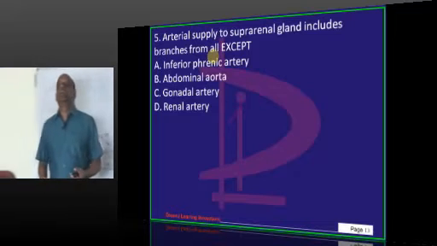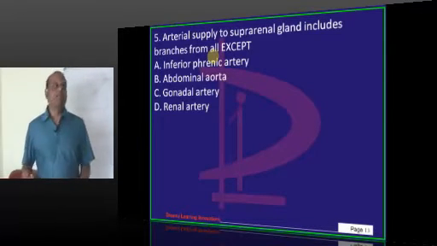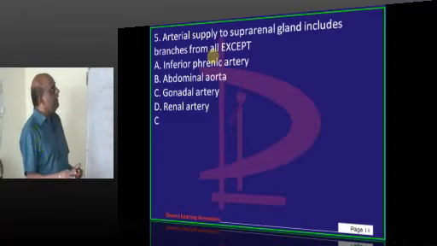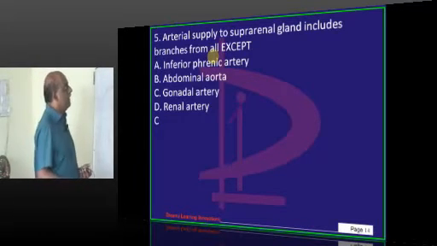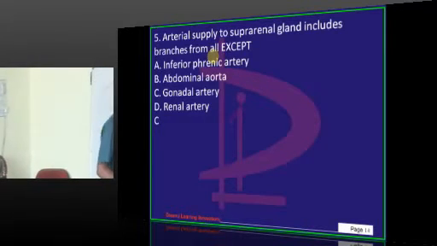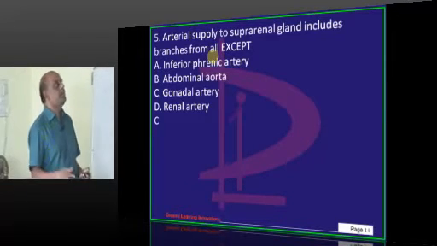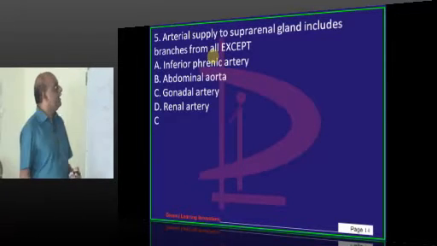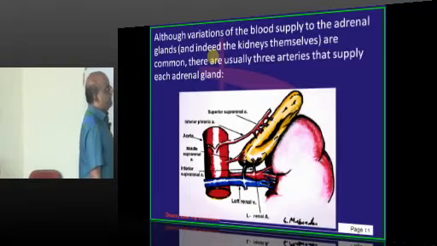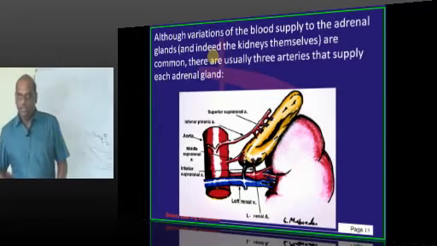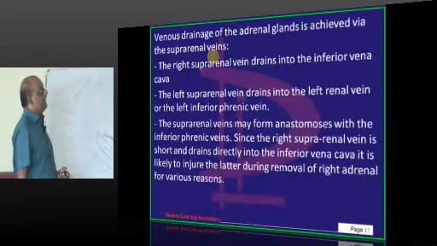Suprarenal gland, which vascular branches supply it? It is the inferior phrenic, abdominal aorta directly, renal artery. They are all the ones which basically supply the adrenal. Adrenal has got one of the highest blood supplies, as all of you know very well.